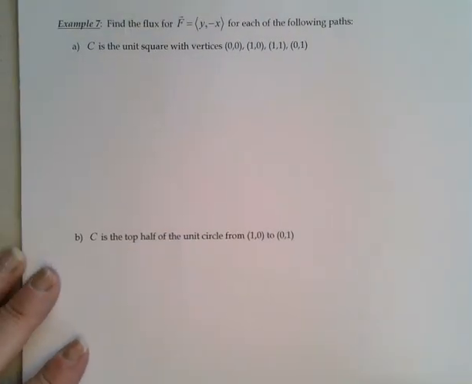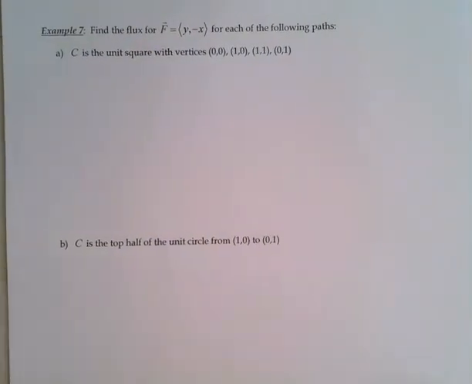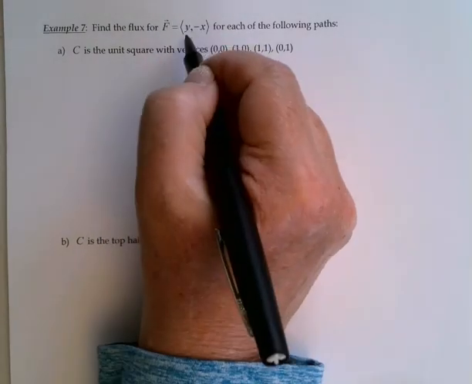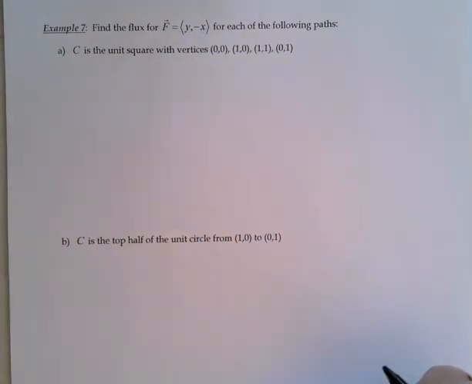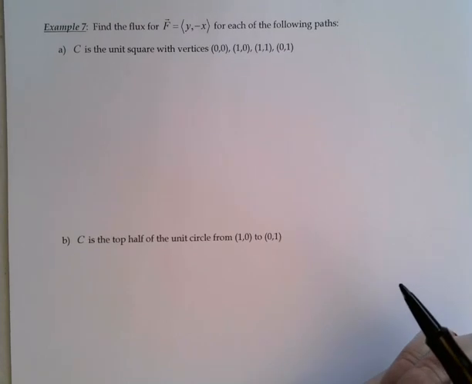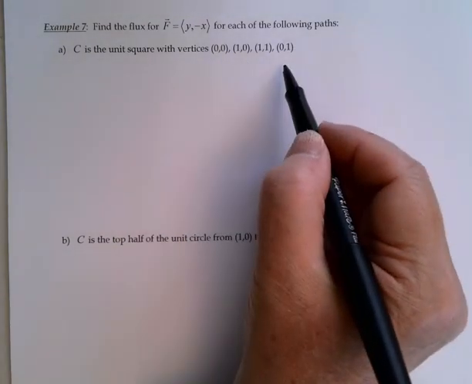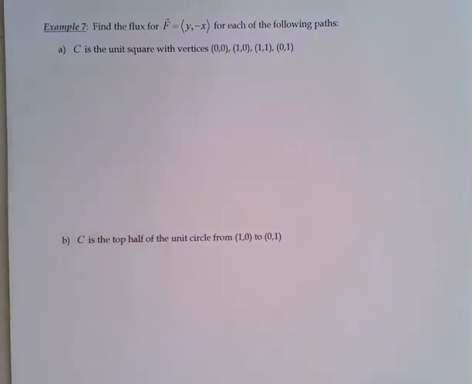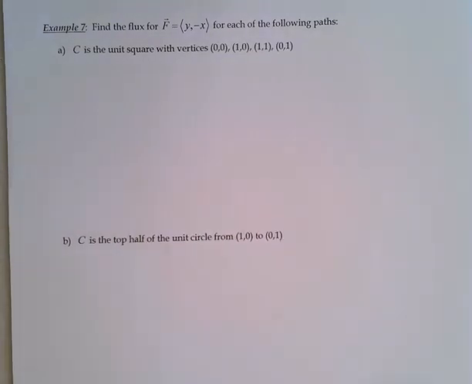In example 7, my goal is to find the flux for F being y comma minus x, and I've got several different paths. Actually, 2 different paths, I guess. Path A is the unit square with vertices given, and path B is the top half of the unit circle from 1, 0 to 0, 1.